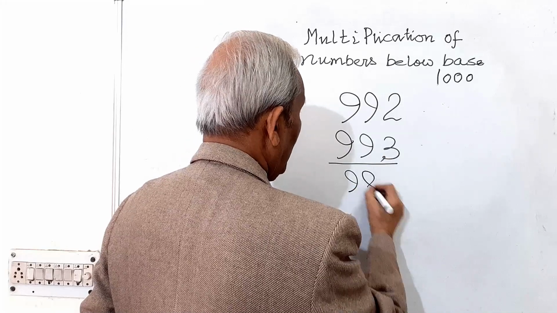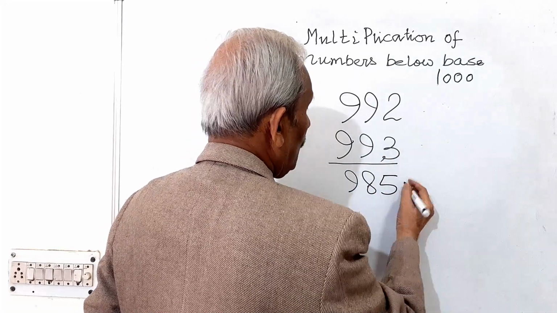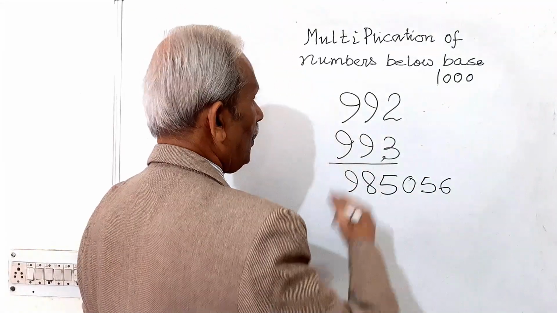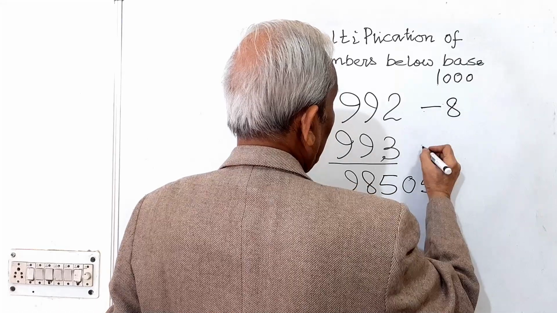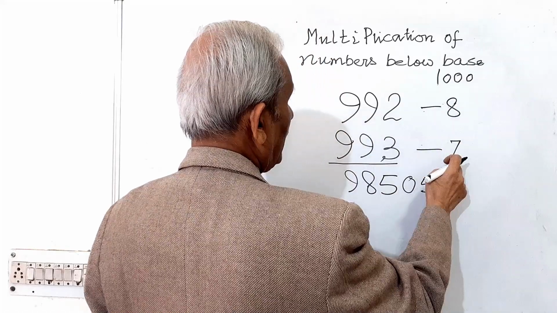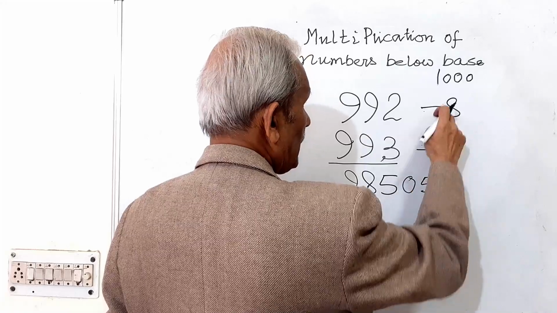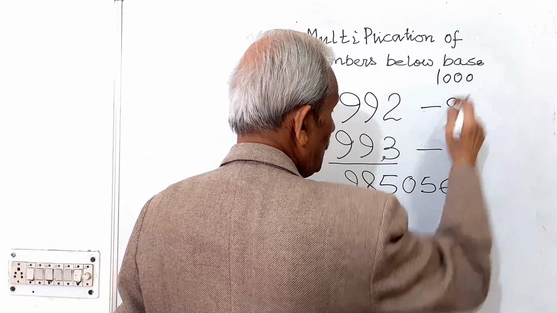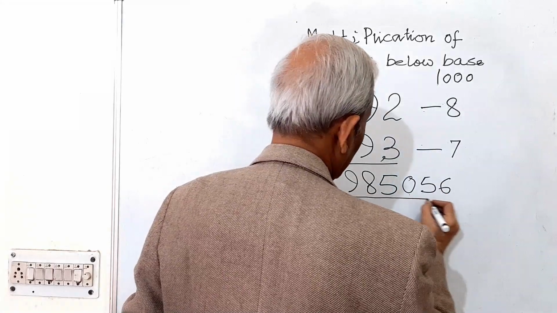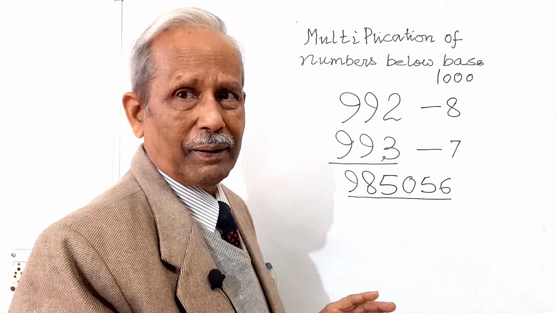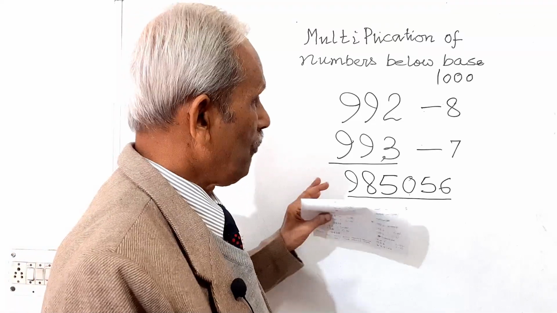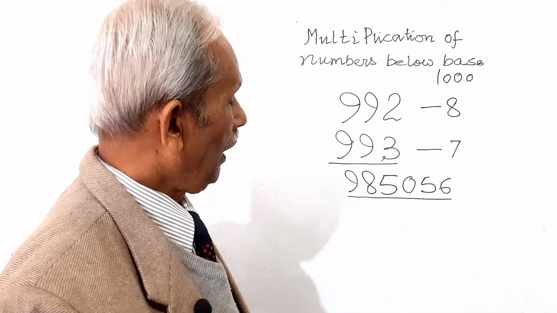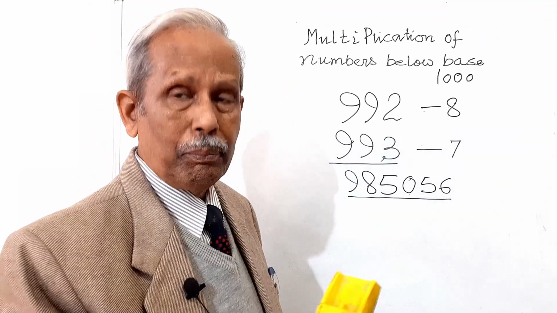985, 56, there are 3 zeros, so we'll write 056. That's mentally the answer. So let us check it now. 992 minus 8, 993 minus 7, 992 minus 7 is 985. Well, 7 into 8 is 56, minus into minus. There are 3 zeros here, so we'll write 056 and that is the answer. I hope you have followed it. The things are very clear here and it's quite simple and quite beautiful way of doing any kind of multiplication when the numbers are below the base.